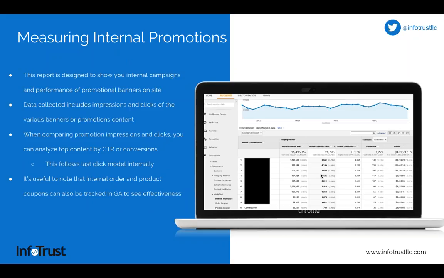Similar report, but not focused on products, is the internal promotions report. And this is all about tracking banners or campaigns internally on your site or apps. Things like discounts or promotions, various other marketing that you might have on site to engage users. So maybe a summer sale or some kind of coupon code that they can apply to their order that might engage them to purchase more. You can track that in Google Analytics similarly to the product impressions.